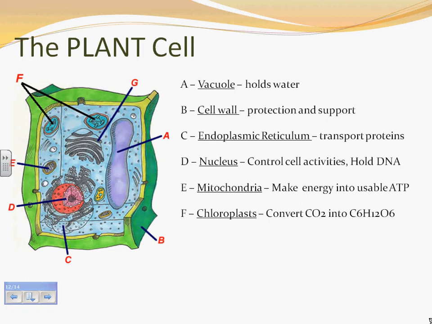Structure F is a chloroplast, and it's used to convert CO2, or carbon dioxide, into C6H12O6, which is glucose. Structure G is a Golgi body, and it packages and distributes protein.